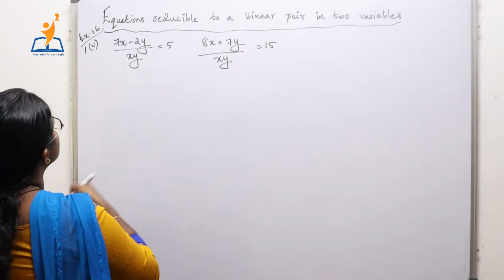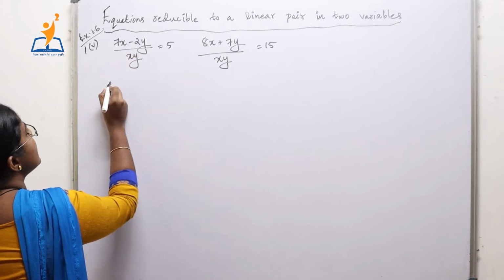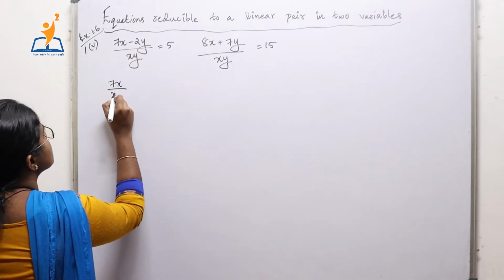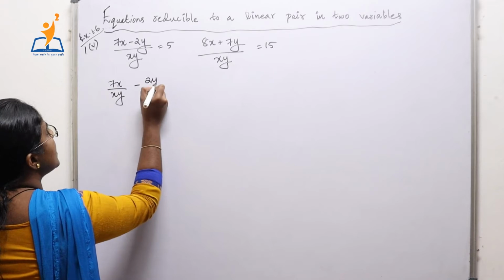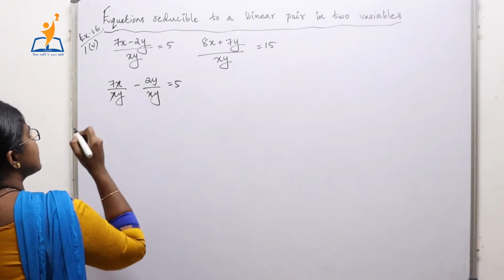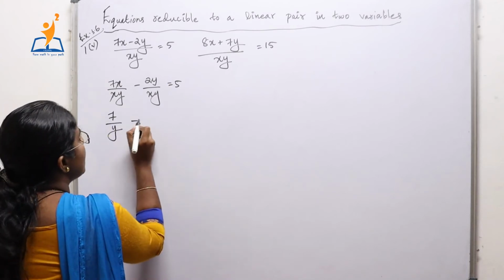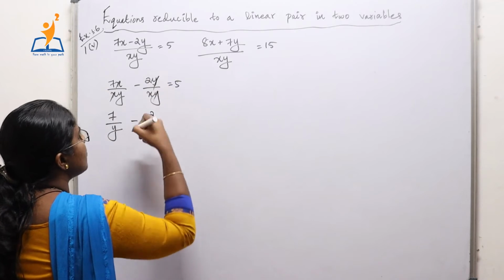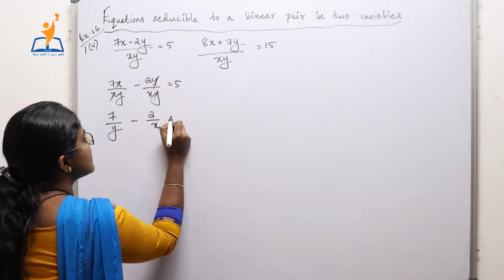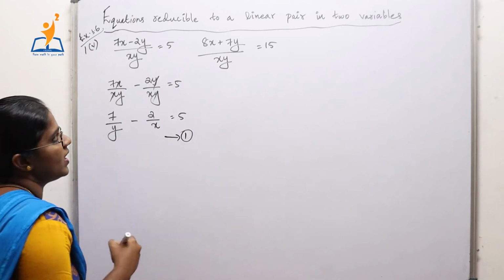First of all, we will simplify this equation. So xy is common to both of these terms. So 7x by xy minus 2y by xy is equal to 5. x and x gets cancelled. So this equation will become 7 by y minus 2 by x, and y gets cancelled, is equal to 5. So this is our equation number 1.